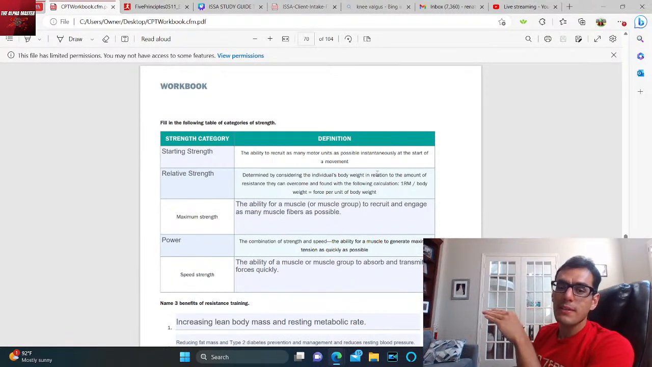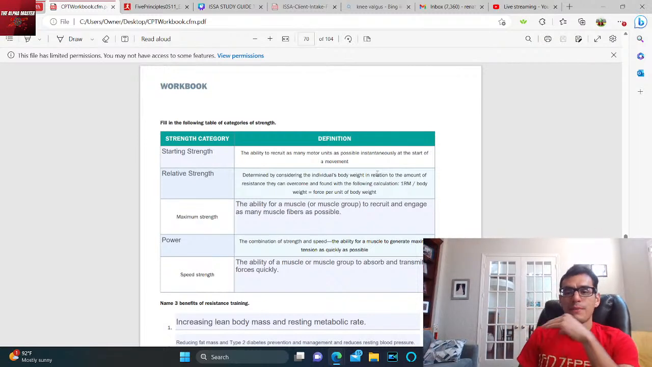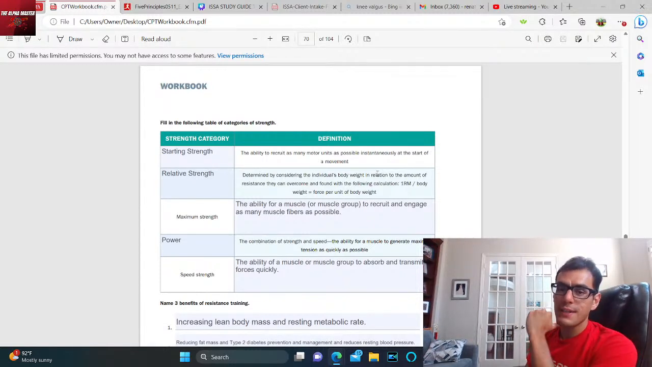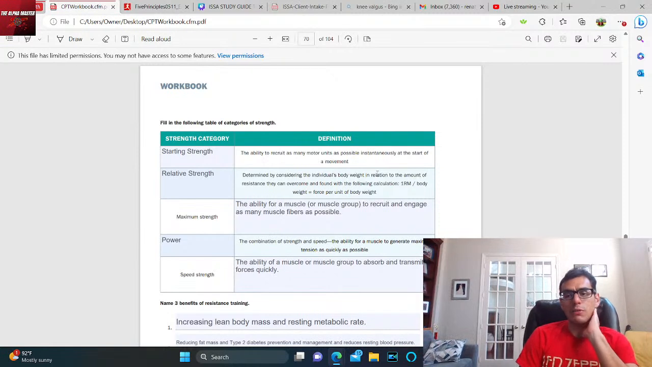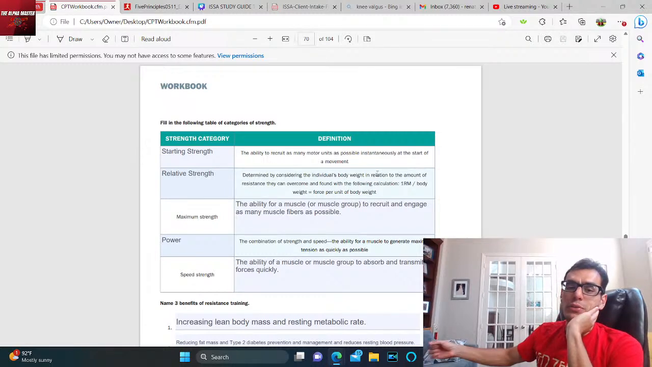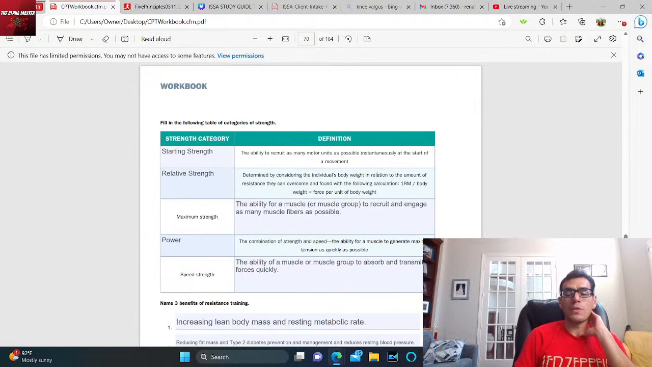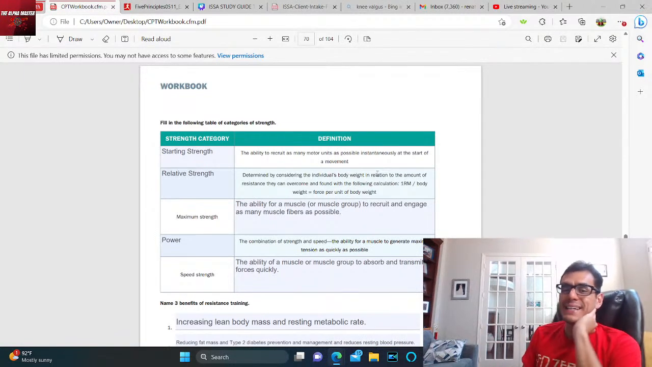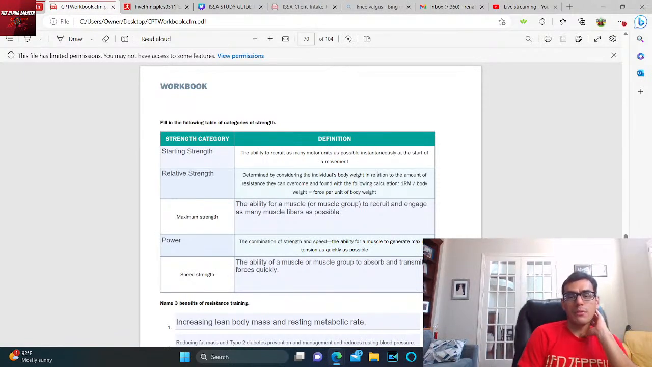Relative strength is determined by considering the individual's body weight in relation to the amount of resistance that they can overcome, and is found with the following calculation: one range of motion divided by the body weight is equal to the force per unit of body weight. Now, maximum strength is the ability of a muscle or muscle group to recruit and engage as many muscle fibers as possible.